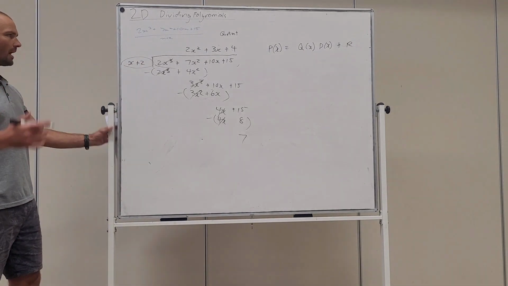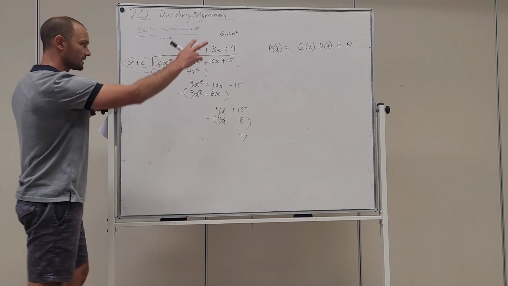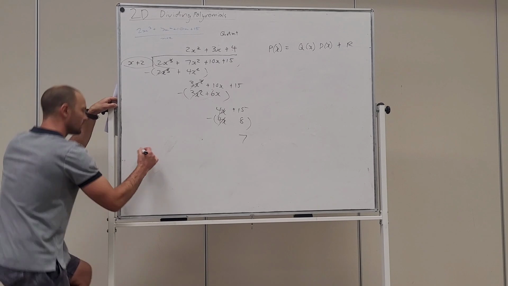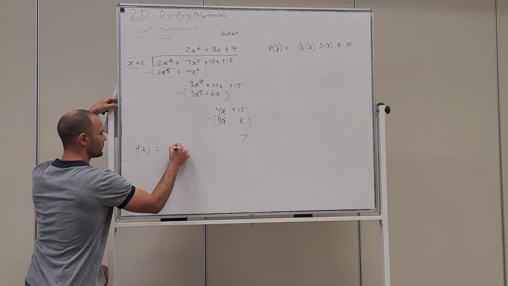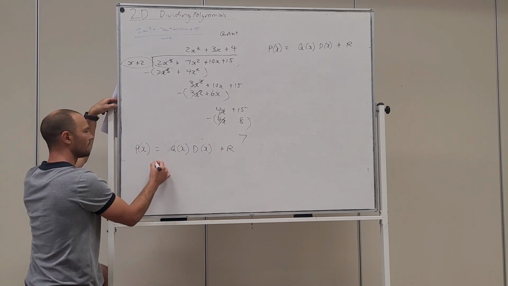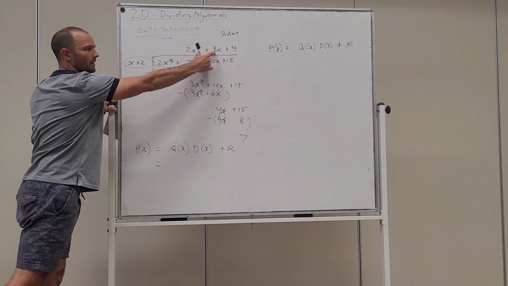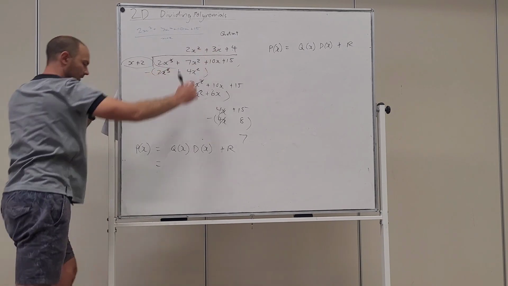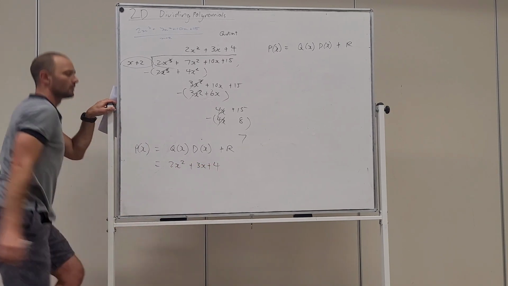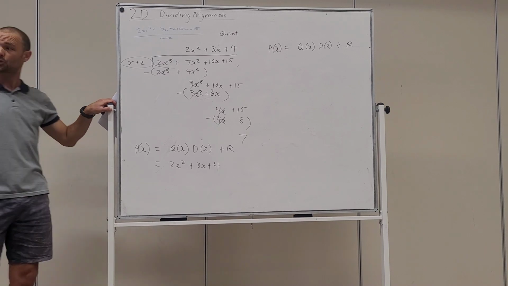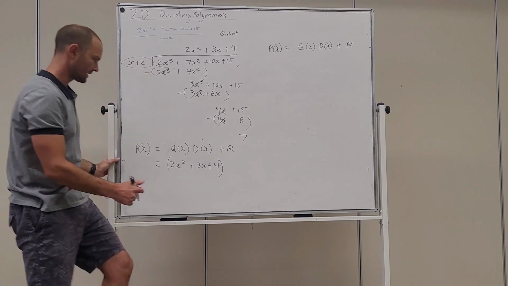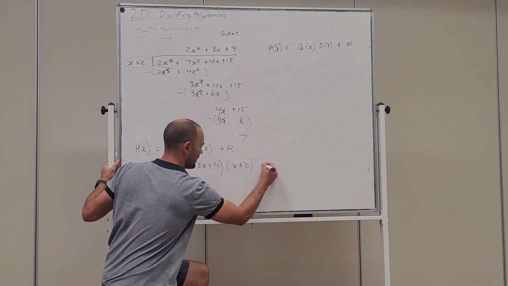So we performed the division right. Let's make the statement in terms of p of x. The polynomial is equal to the quotient multiplied by the divisor, and then plus the remainder. Our quotient is what we have at the top here, what we get left over when we've divided it. We've got 2x squared plus 3x plus 4, the quotient, multiplied by the divisor, which was x plus 2, and then plus the remainder.